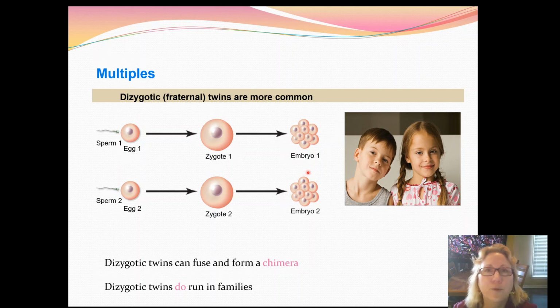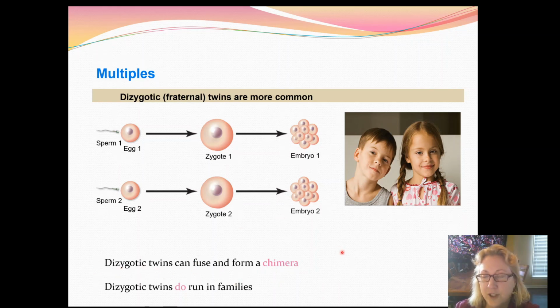Dizygotic twins do run in families. So on the female side, because it has to do with multiple ovulations, most women only ovulate 1 egg per month. But some women ovulate from both ovaries every month, and that is genetically controlled. So if a woman is a dizygotic twin, she has a much higher chance of giving birth to dizygotic twins than the general population. So that one does run in families. Fraternal twins do run in families, and it is genetically controlled. But it can happen randomly as well. Sometimes it can happen to somebody who has no record of any twins being born in their family.